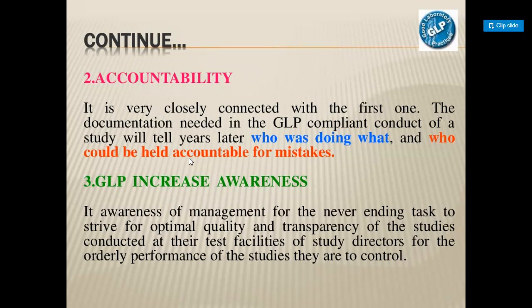But that's what accountability, the record of the performance, means: you will be able to know years later who was doing what, and who could be held accountable for the mistake. If any mistake has been done, if the mistake was going on for a long time, who were the people involved, which department is responsible for that, you will come to know.